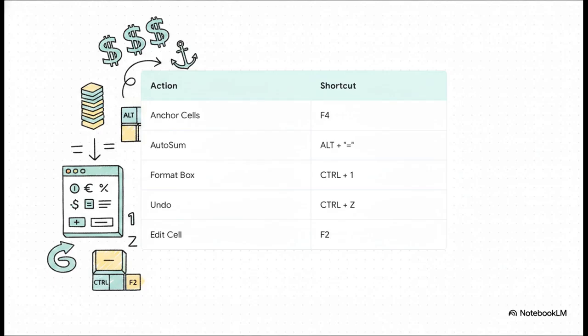Need to quickly add up a column? Press Alt and the equal sign to trigger AutoSum. Want to change how your numbers look? CTRL+1 instantly brings up the format box. Made a mistake? Hey, we all do. CTRL+Z is your universal undo. And if you need to quickly edit the contents of a cell without reaching for your mouse, just tap, well, actually scratch that. It's F2 to show or edit the cell.